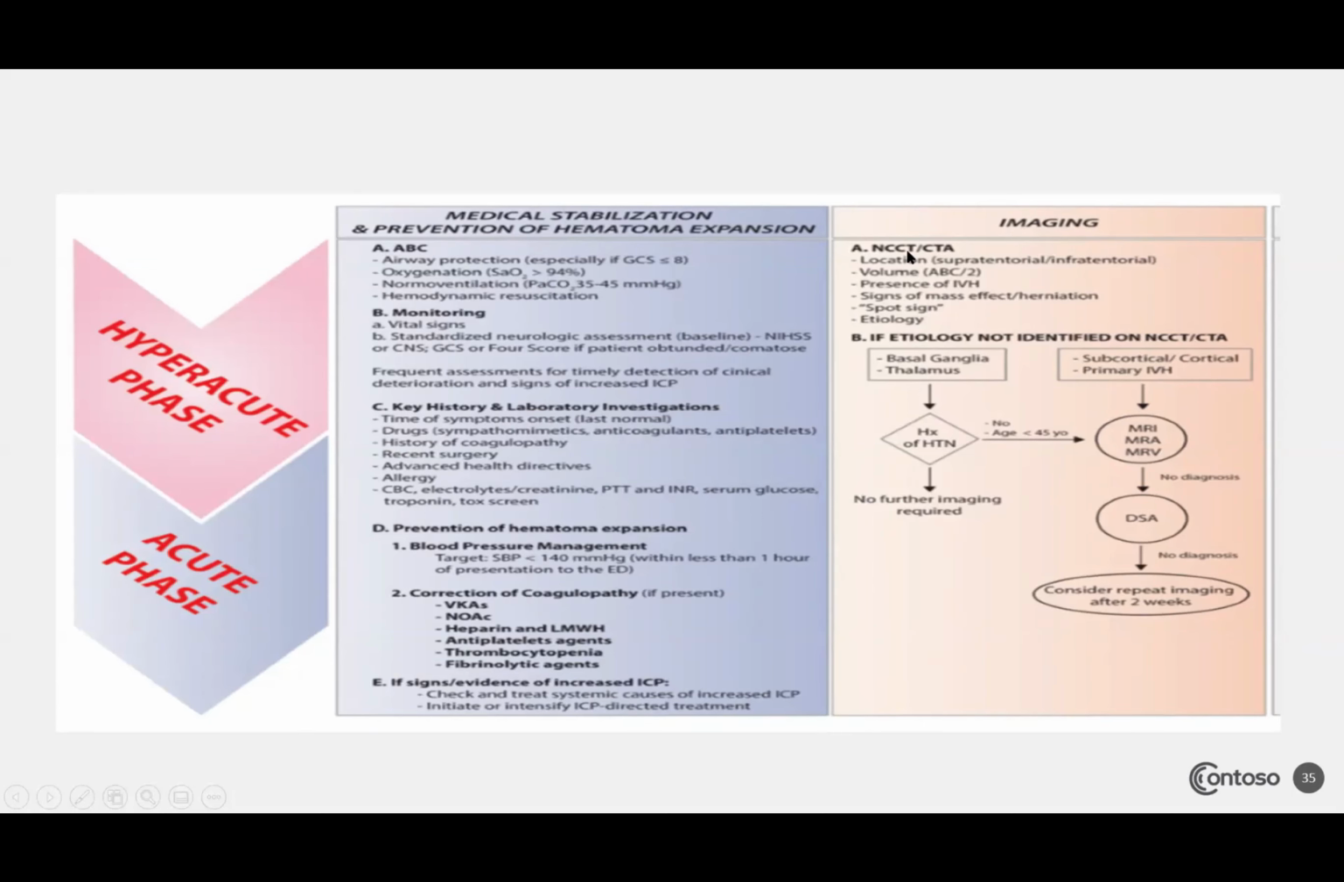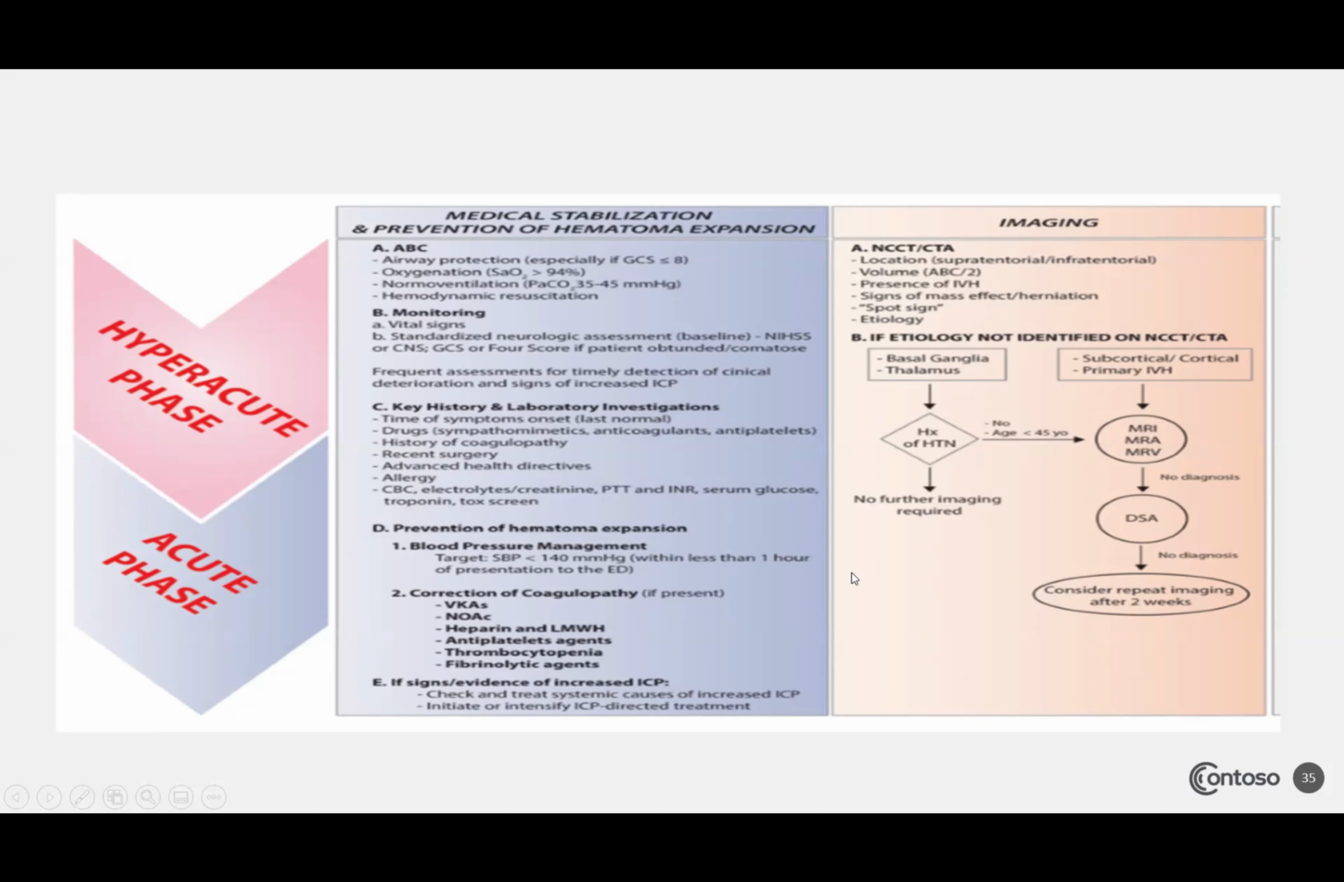Imaging: non-contrast CT scan is very helpful. It will give you the location, supratentorial or infratentorial. You will know the volume of the hematoma, the presence of IVH, and any signs of mass effect or herniation. Spot sign with the CTA will give you a hint about the etiology. When shall I ask for more? If the etiology is not identified on CT, non-contrast CTA. So basal ganglia or thalamus, in a patient with a history of hypertension.